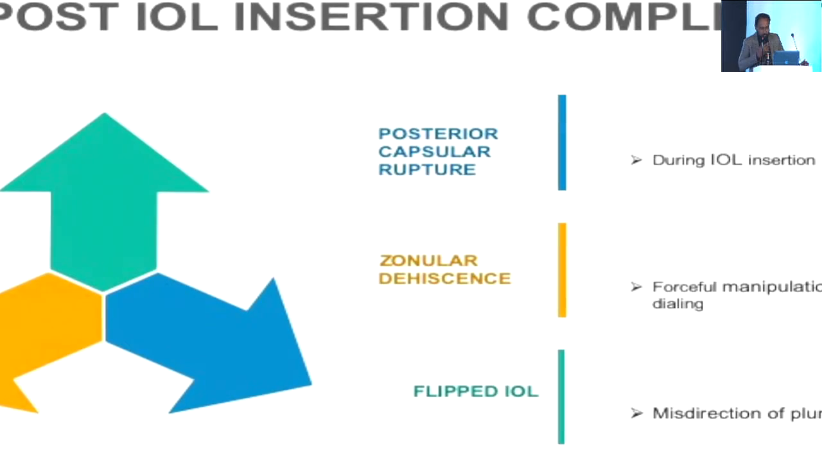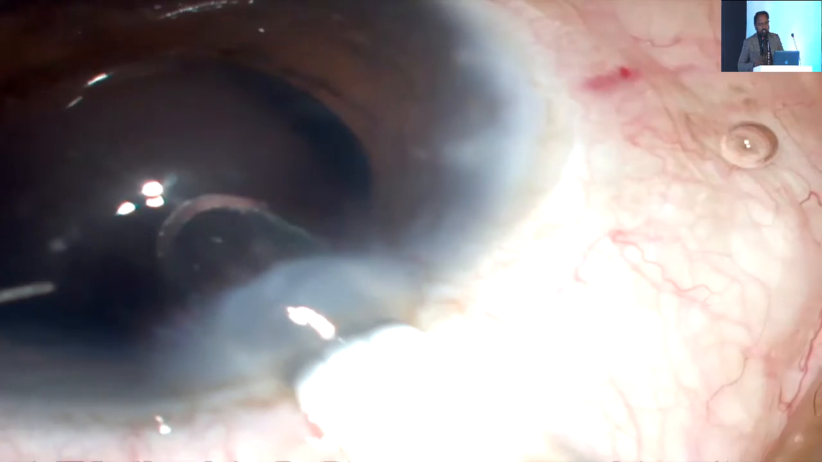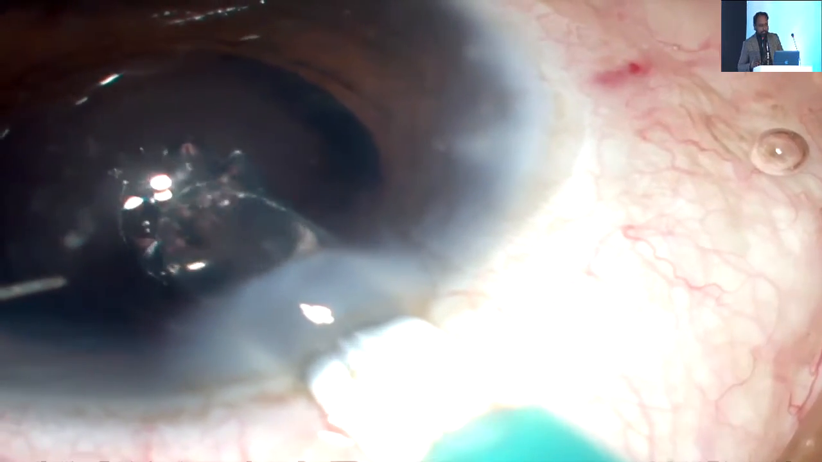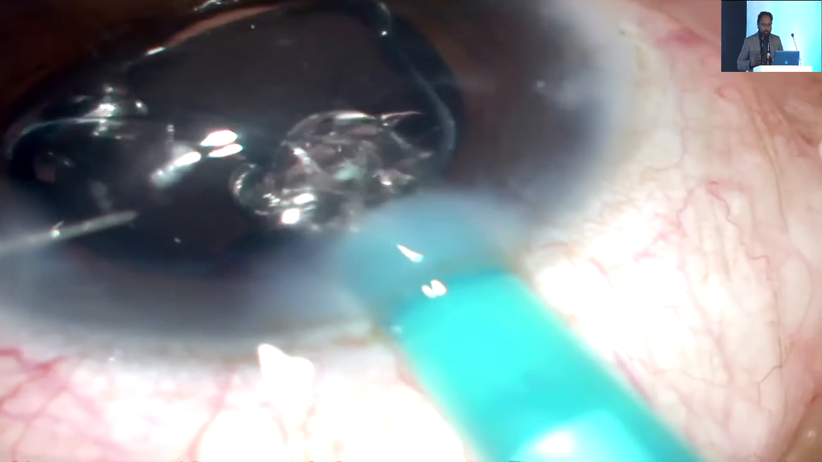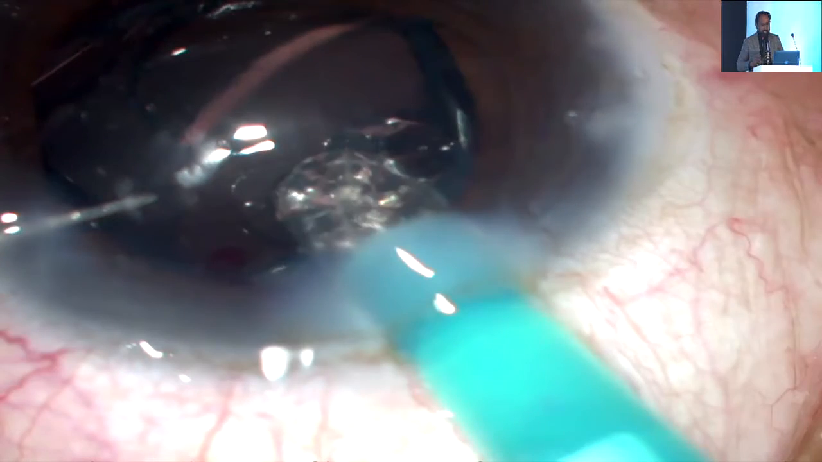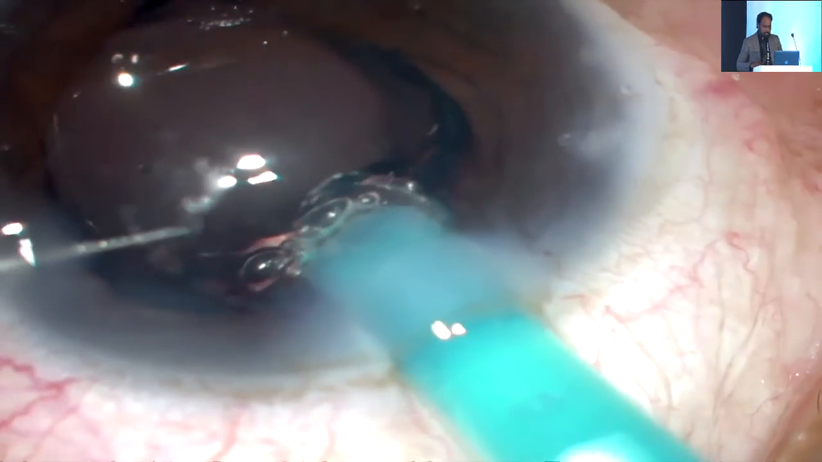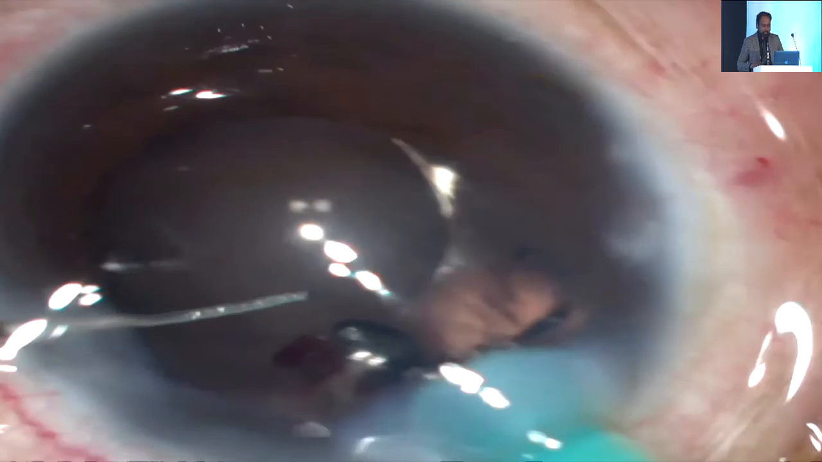So after insertion, what else can go wrong is, one, you can have a flipped IOL. I think the way it comes out of the cartridge itself, sometimes the bulky portion of the lens comes out like this, and you really don't know which side the lens is going to open up. So sometimes you get the lens flipped. But if it is semi-flipped, you can always pronate or rotate your hand in the opposite direction when it goes inside. So that is one simple trick, where when the lens is unfolding to the left side, you just rotate your hand to the right side, so that balances out.